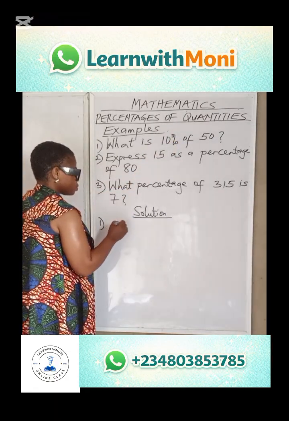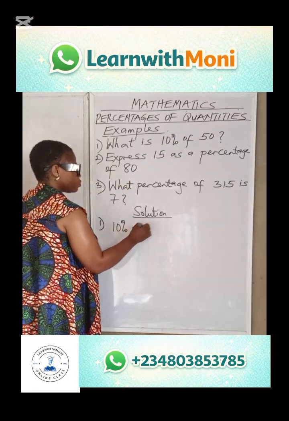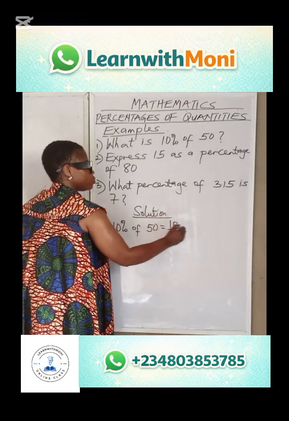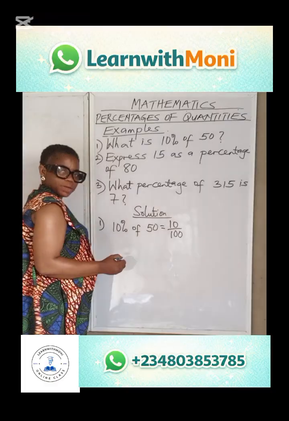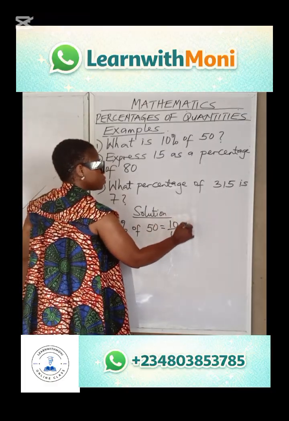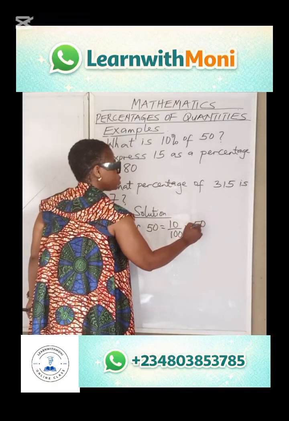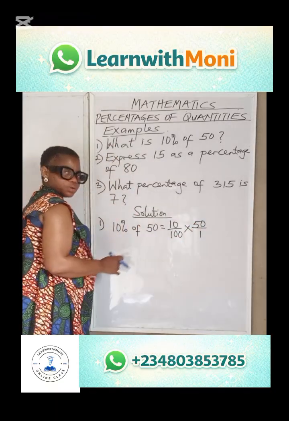10% of 50. 10% means 10 over 100. I hope you remember that. Of is multiplication, and this is 50. I'll call it 50 over 1 because it's a whole number.